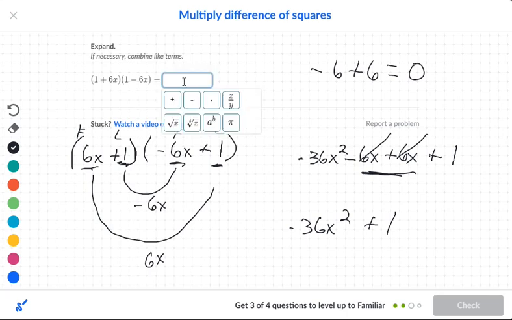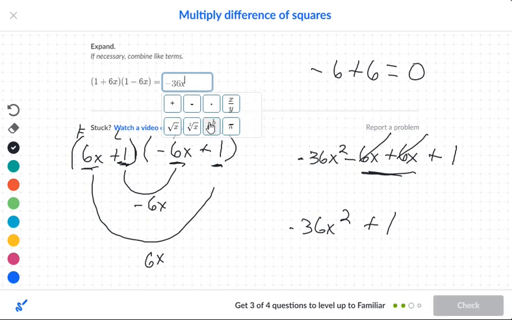So we're going to say negative sign. We're going to type in the 36. We're going to put down the x. We're going to press the AB key. We're going to put down the 2. We're going to go space bar. Then we're going to go plus 1. So we'll check this.